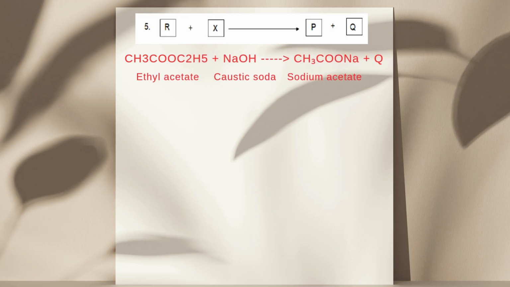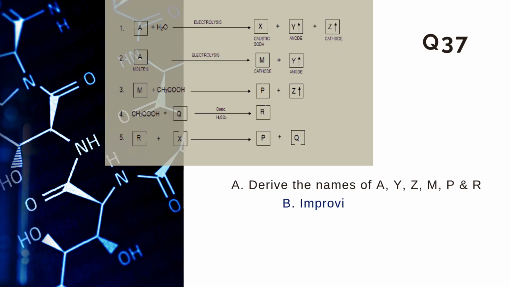Last one is this. We already know R, X, and P. Substituting those, we get ethyl acetate plus caustic soda gives sodium acetate plus Q. So, Q is ethanol. Moving on to part B of the question. Improvise an activity to test Z, that is hydrogen gas.